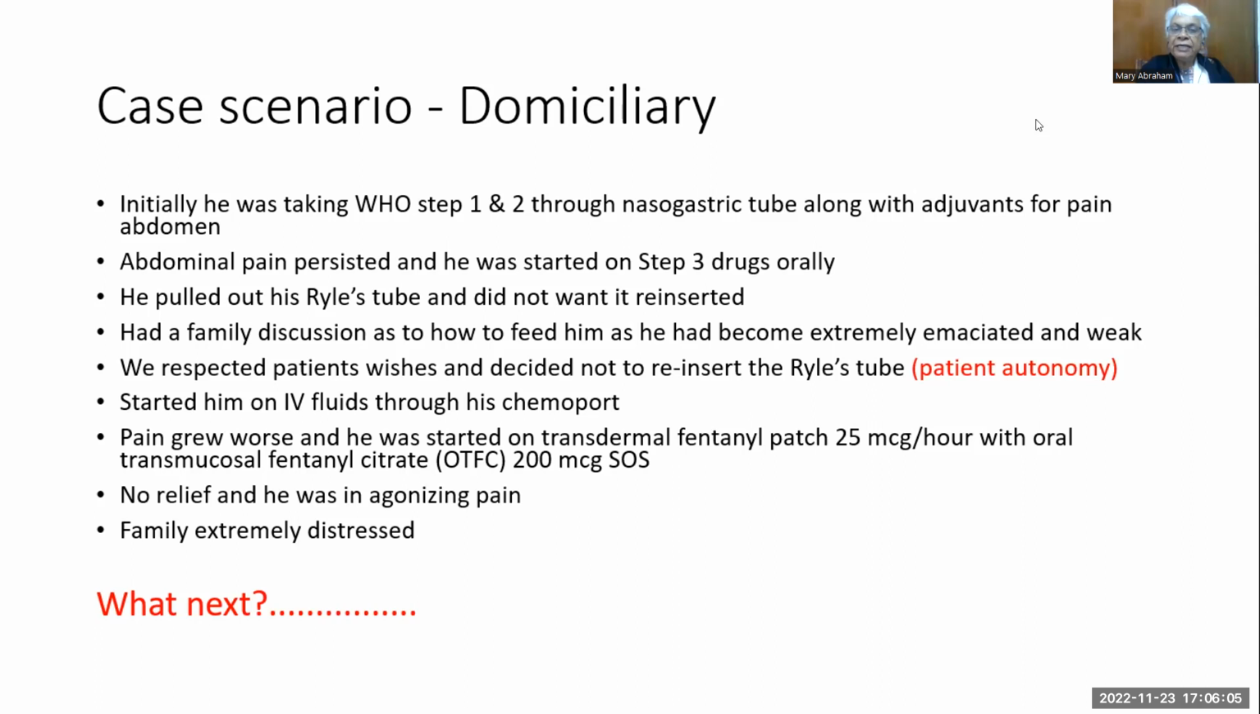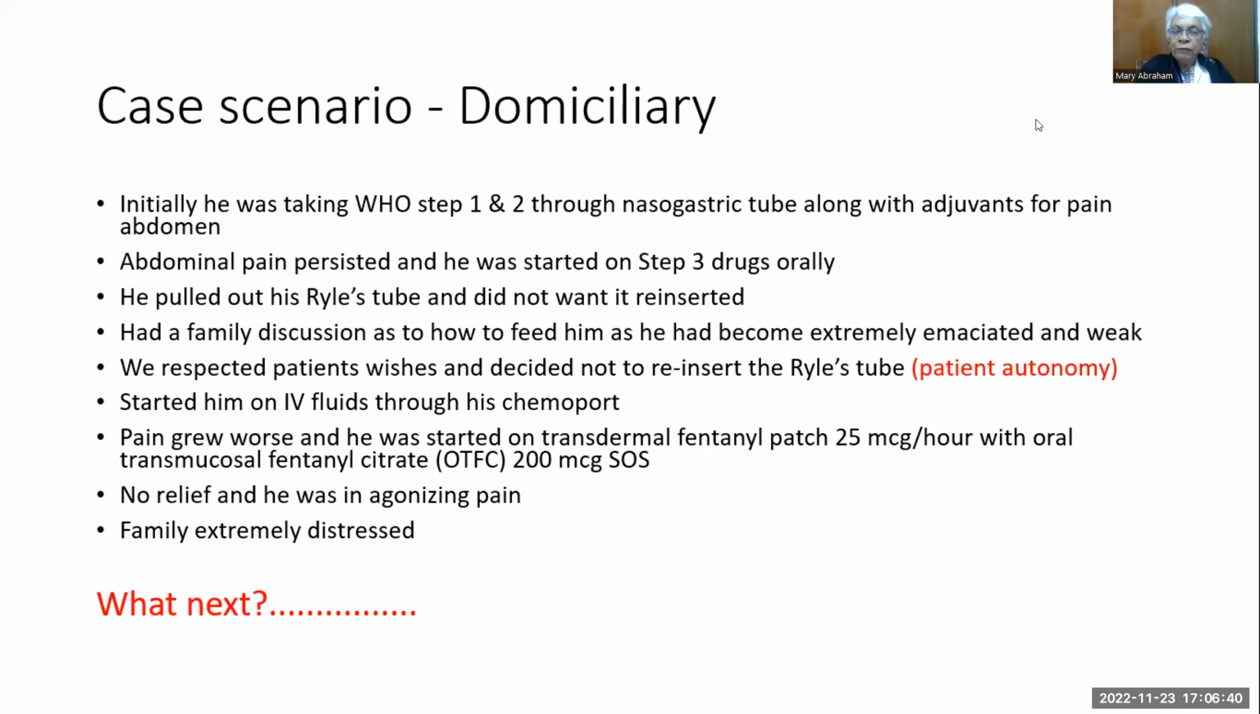Initially, he was taking WHO step 1 and 2 drugs through the nasogastric tube along with adjuvants for pain abdomen. But the abdominal pain persisted and he had to be started on step 3 drugs orally through the Ryle's tube. But one day, he pulled out his Ryle's tube and categorically stated that he did not want it reinserted. In the beginning itself, he was objecting to the Ryle's tube, and now he was certainly not amenable to having another one.